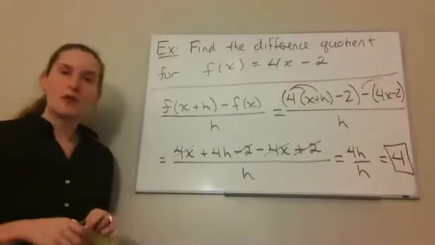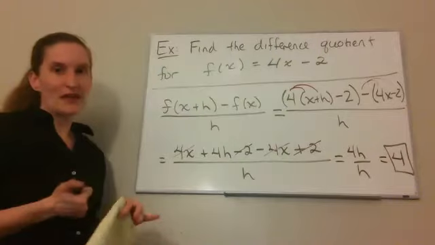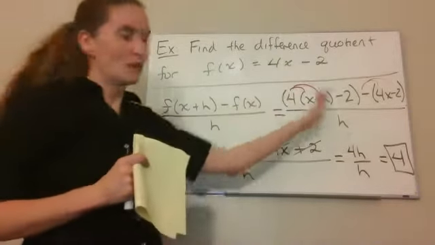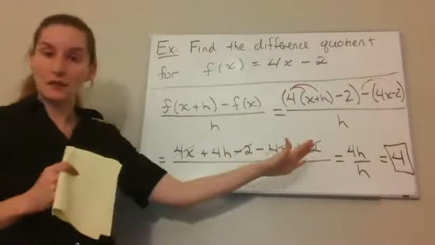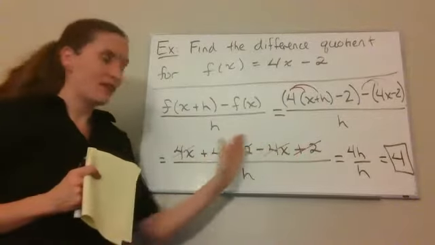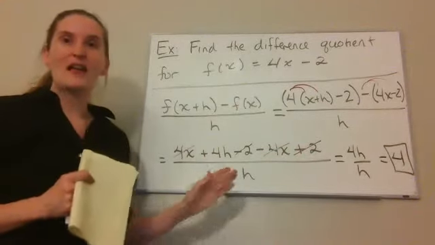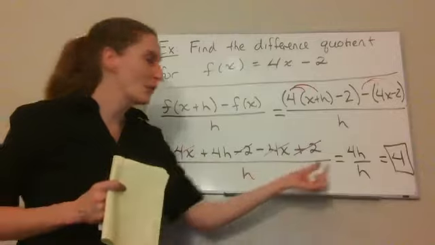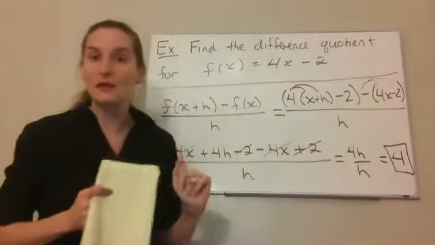So difference quotients usually simplify very nicely. After you've done your distribution and you're combining like terms across the top, you should have a lot of simplification. And then you should always look to see if there's a way to factor an h out to cancel with the denominator.